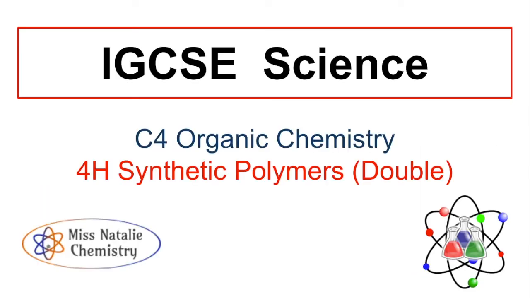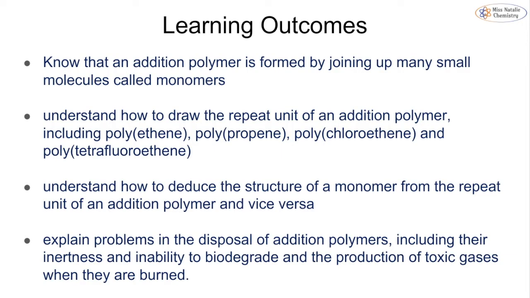In this video, we're going to be looking at the last section of the organic chemistry, which is topic 4H, synthetic polymers, and we'll be looking at the double content of the IGCSE chemistry course from Edexcel. So we're going to be looking at addition polymers and what that actually means and how they're formed. You should be able to draw the repeat unit of 4 polymers: polyethene, polypropene, polychloroethene, and polytetrafluoroethene.